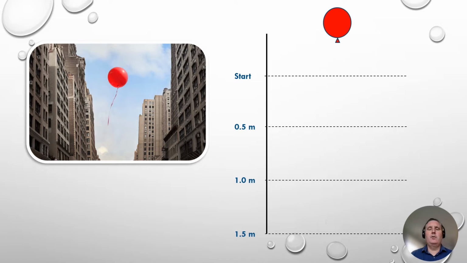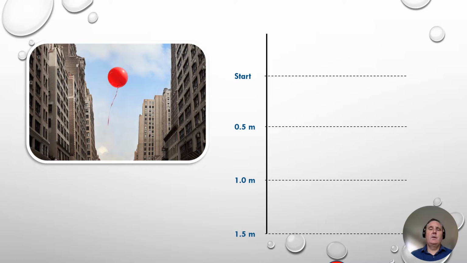So we drop the balloon, we start recording when it hits the start line. We drop a balloon, we start the recording when it falls past the start line, and then we stop it when it falls past, say, the 0.5 meter, the 1.0 meter, the 1.5, and on and on.